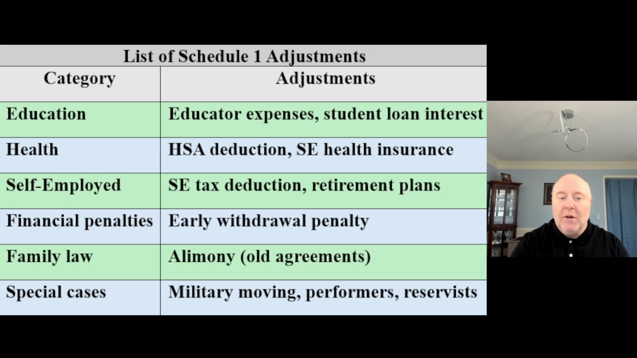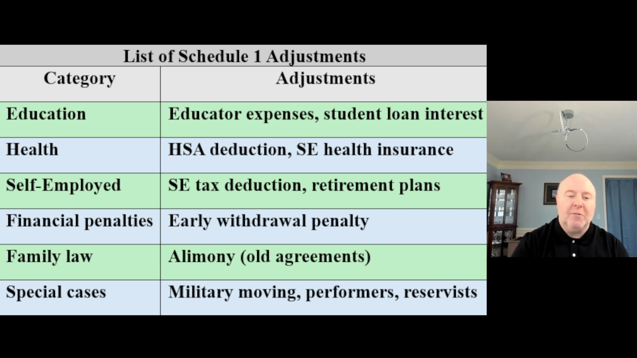All right, some other ones are going to be just another category, financial penalties. So if you had early withdrawal penalties, that would apply. Family law: a lot of this is already phased out. Those were if you had a divorce that was settled previously and you were responsible for alimony, then you used to be able to take that as an adjustment, but that no longer applies. The previous agreements that were approved when it was an above the line deduction are grandfathered in, so you still get that.